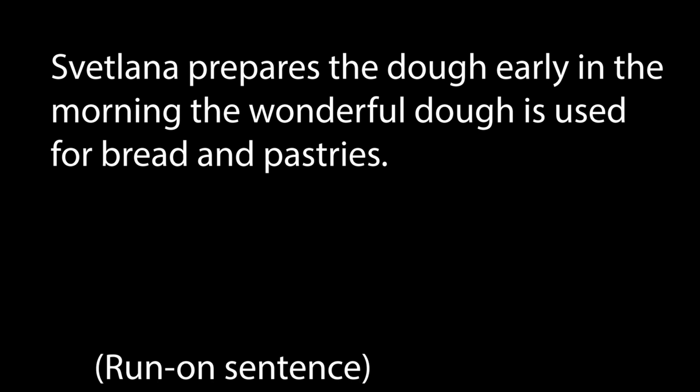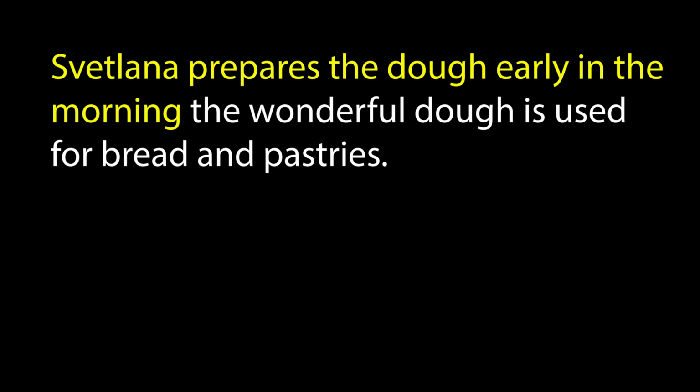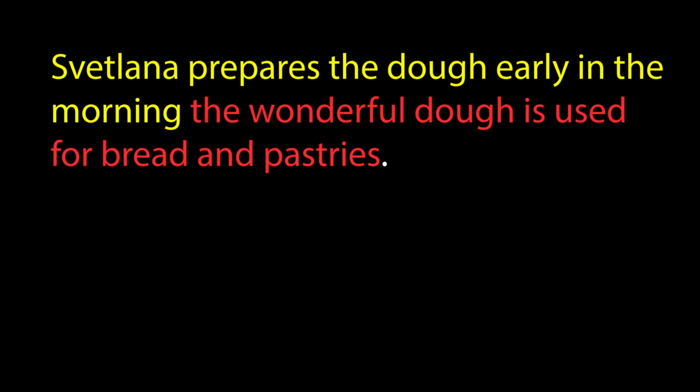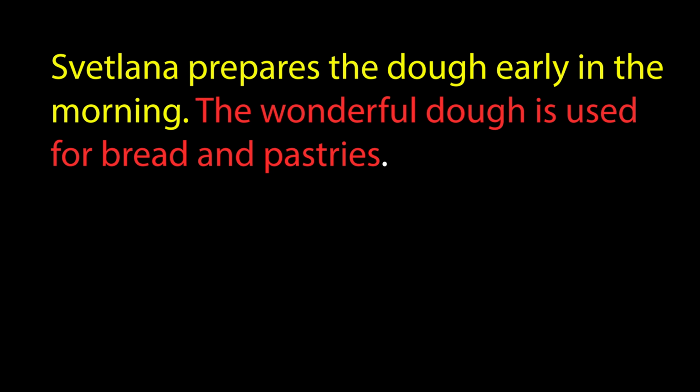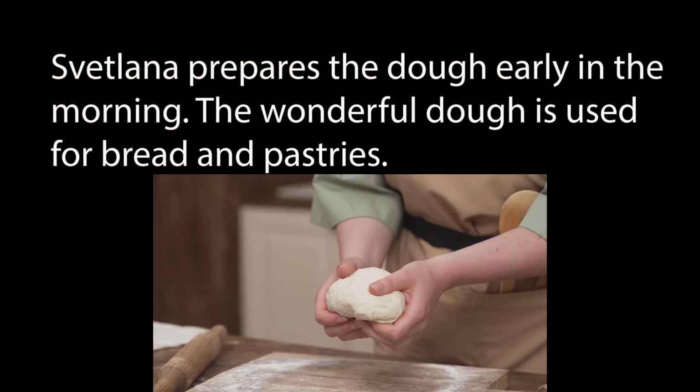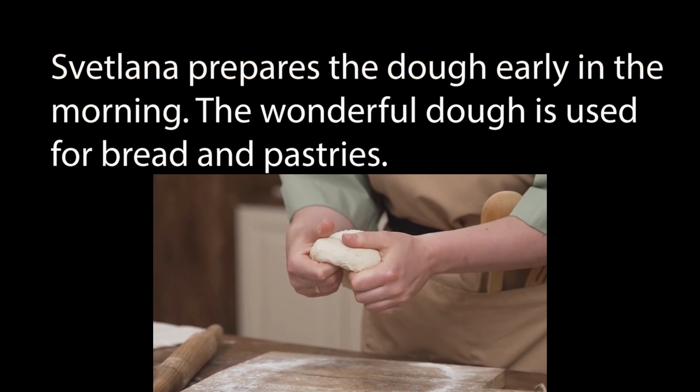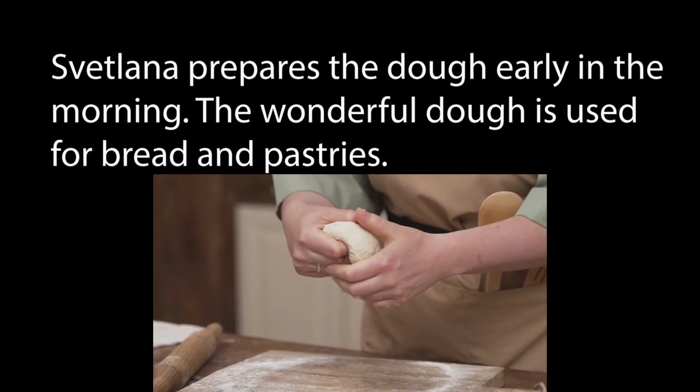Hopefully you notice that this is a run-on sentence. We need to separate these two ideas. Svetlana prepares the dough early in the morning, and the wonderful dough is used for bread and pastries. Therefore, we put a period at the end of Svetlana prepares dough in the morning. Then we capitalize the T in the wonderful dough is used for bread and pastries. There. Now the sentence is correct. Doing good so far? Excellent.